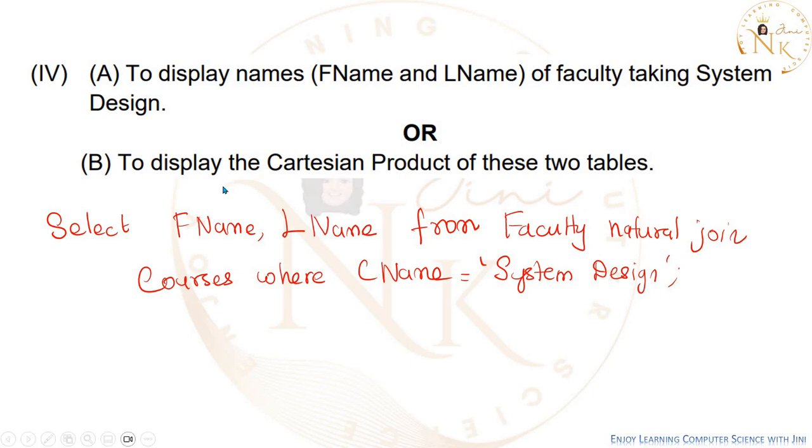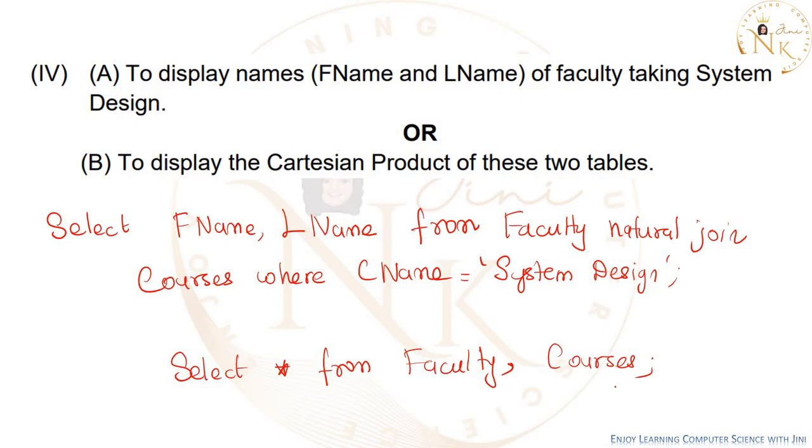The R part is to display the Cartesian product of these two tables. Cartesian product is simple: select asterisk from, specify both the table names, that's all. Faculty, courses. Okay, this is your Cartesian product. Select asterisk from faculty, courses.